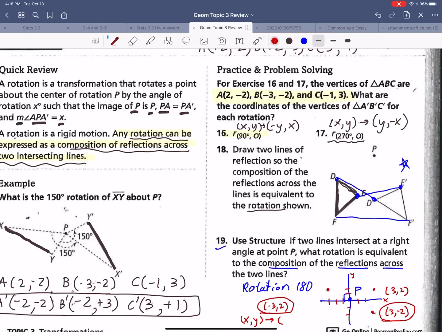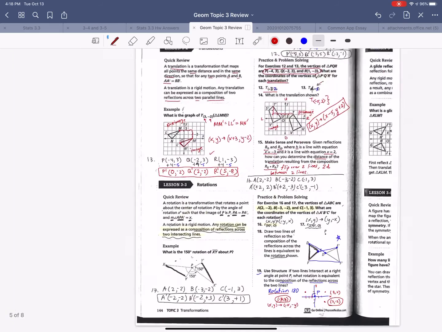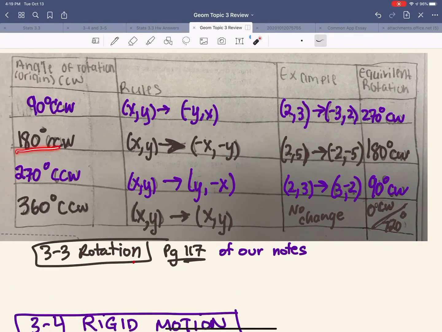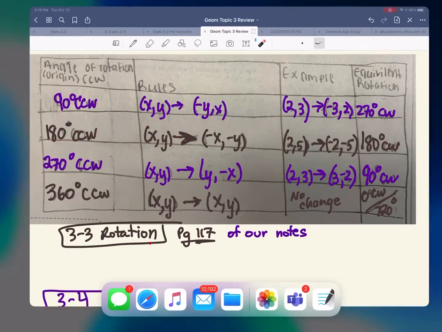It looks like x and y are now in different locations. Wait a minute. They swapped locations, but it's just their signs that are different now. You see this? The -3 is now +3, so it's changed signs, and the +2 is now a -2. Now let's see if that's equivalent to a rotation. Let's go look at our rules in our notes. So rotation, yeah, see this 180-degree counterclockwise or clockwise rotation takes my same coordinate and just changes the sign.